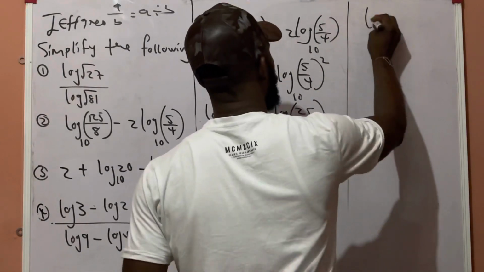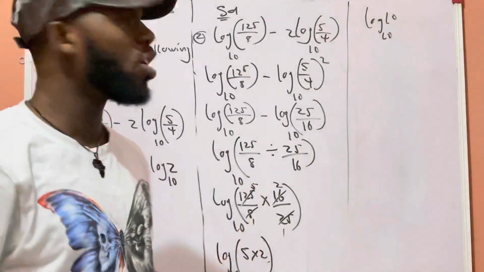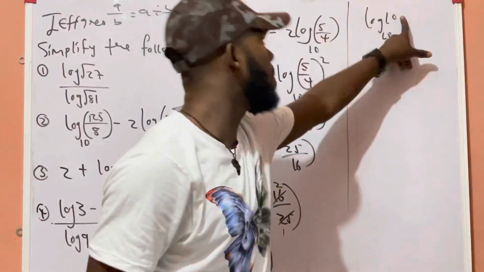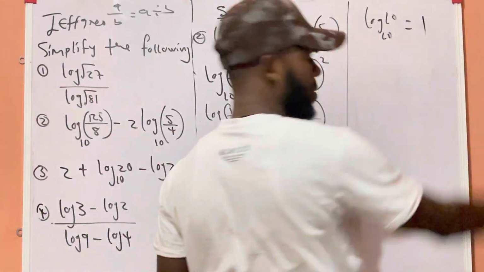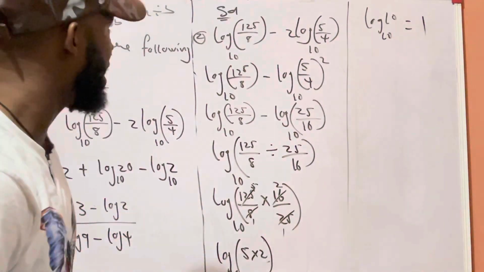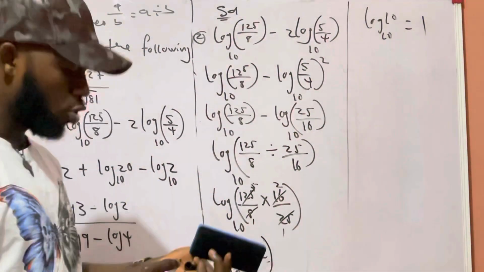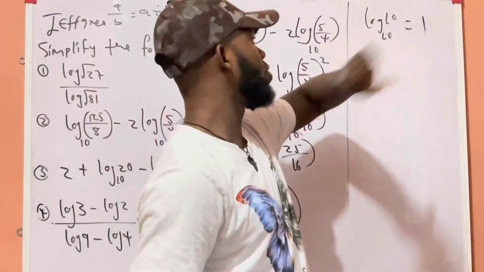Log 10 base 10. Remember in one of the laws that we treated, we said when the number and the base are the same, what is the answer? 1. So it means when we simplify log 125 over 8 to the base of 10 minus 2 log 5 over 4 to the base of 10, the answer we are going to get is 1.